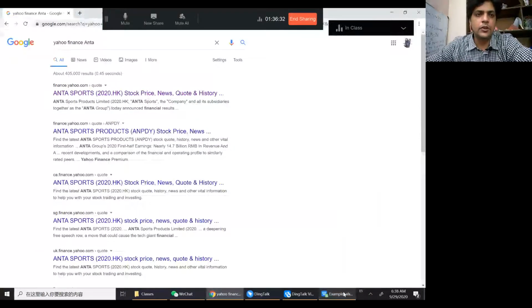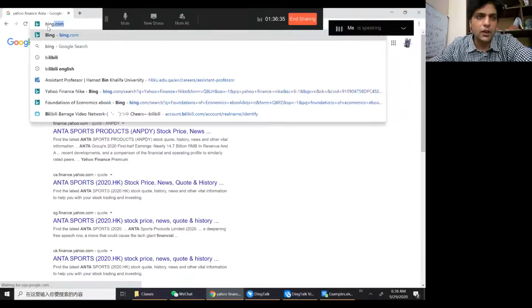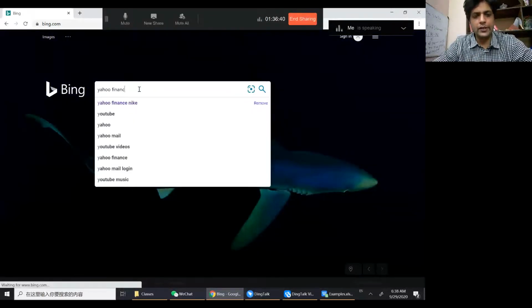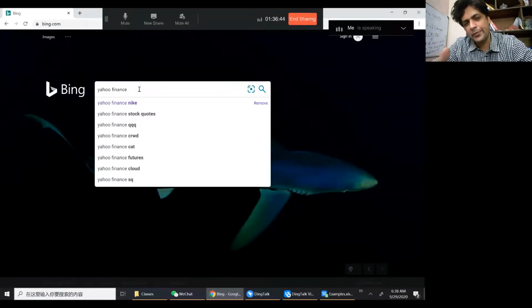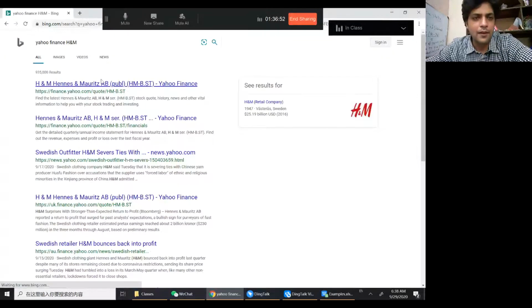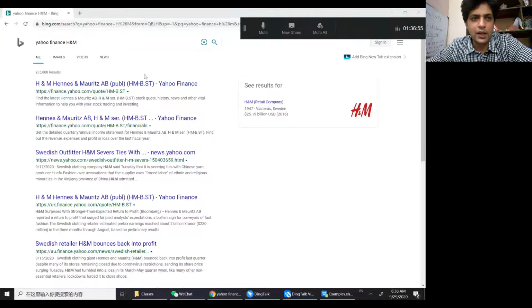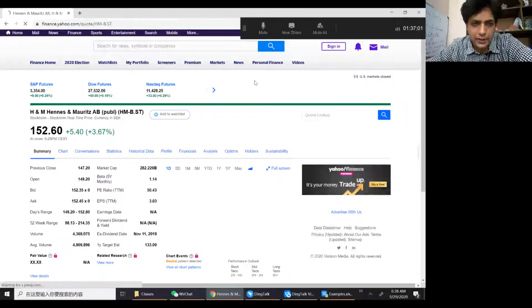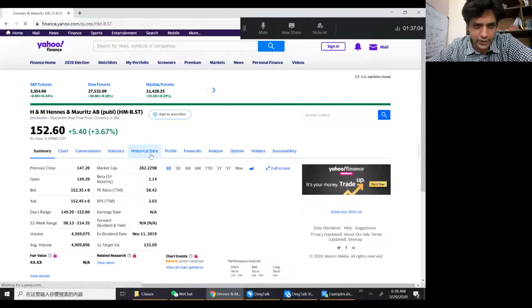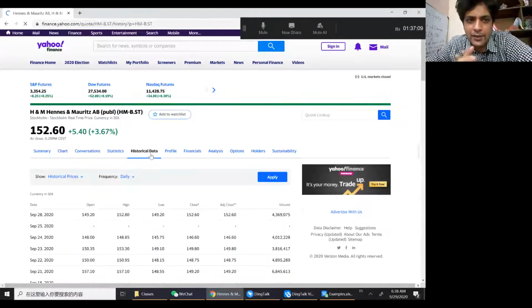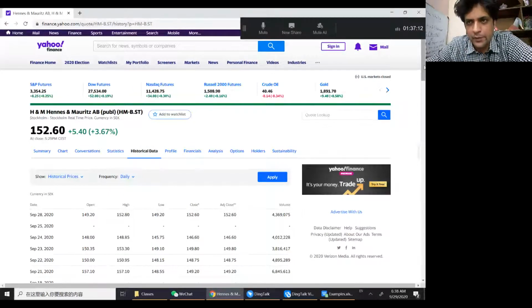So you just need to go to bing.com and just use Yahoo Finance and tell me any company name. H&M. H&M is a clothing company, and then you will click, and you can get this kind of a data sheet with the historical data as well. So I'm just taking the stock data of H&M. H&M is like a clothing company. You must be knowing that.